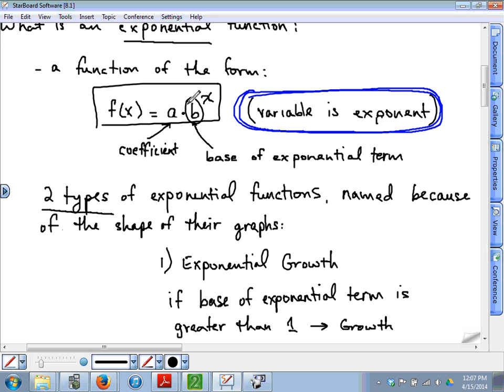Exponential decay is what it's called. Exponential decay.